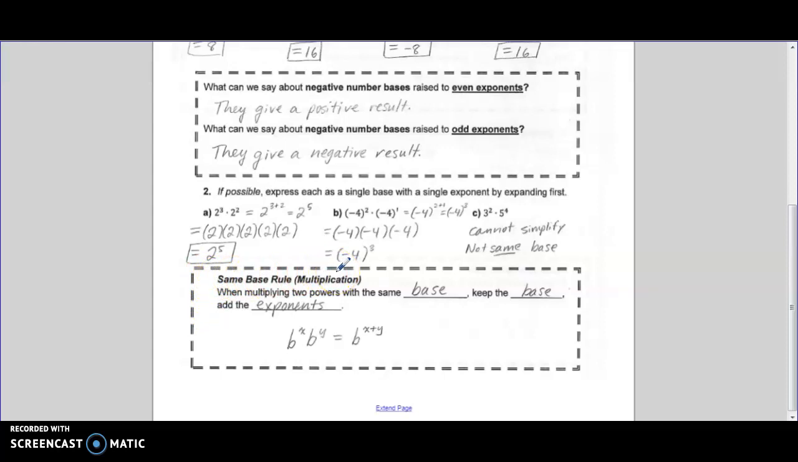Same base rule if you're multiplying the exponents. So when you're multiplying two powers with the same base, you keep the base and add the exponents. Okay, so the base stays the same, you just add the exponents. So there's your multiplication rule.